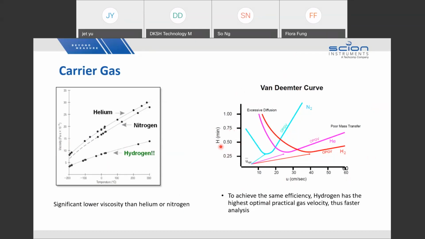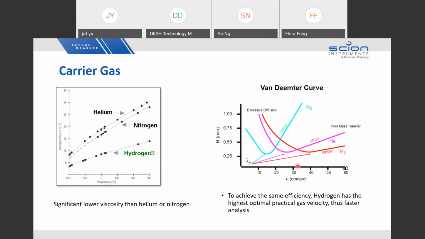Because the Y stands for height, which means the theoretical plate height, H. The lower the better. The lower the H, the higher the theoretical plate number. You have to be clear, it is not the higher the better. H is the lower the better. The X stands for velocity, OPGV, optimum practical gas velocity. Usually you can say it's a working velocity.